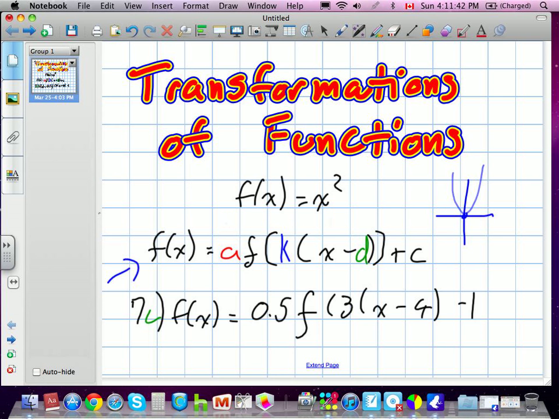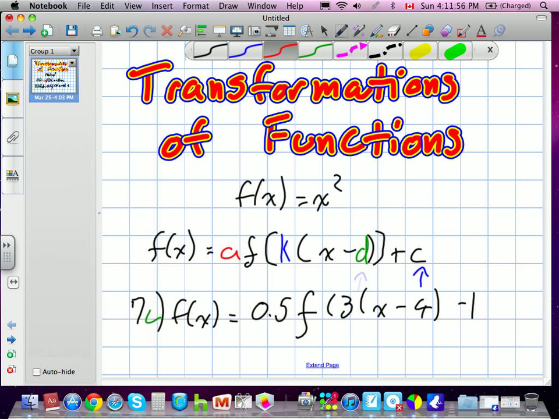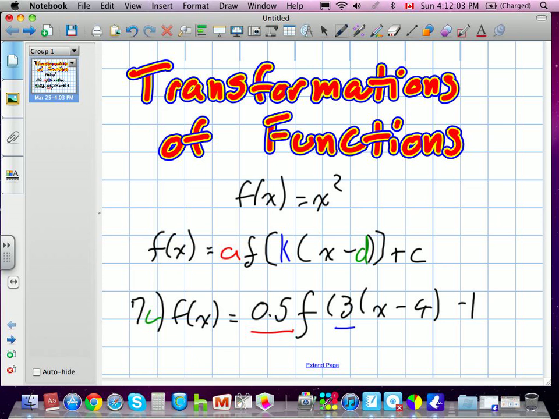Here is all of the transformations we can have, where A is vertical stretches, K is horizontal stretches, D is horizontal translations, and C is vertical translations, okay? So what we're going to do is just underline which we have of which. A is represented by 0.5. K is represented by the number 3. D is represented by 4. And C is represented by -1. Okay? So we have quite a few translations here.